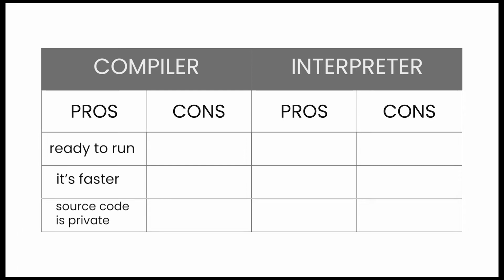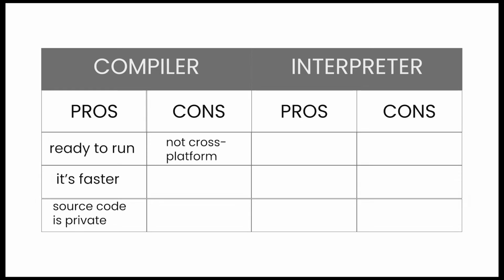Another pro of using compiled language is that your source code is always private. So you don't have to worry that your source code could be stolen or something like that. So if you are looking for your source code to be private, then you obviously should go for compiled language. But that's not all about compiled language. We also have cons of compiled language. So quickly let's look at them.